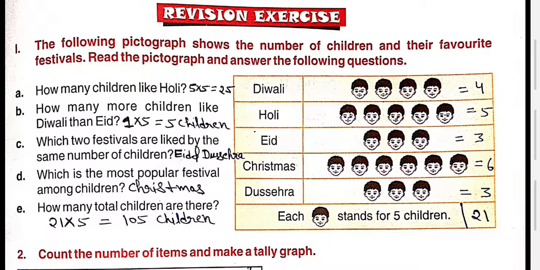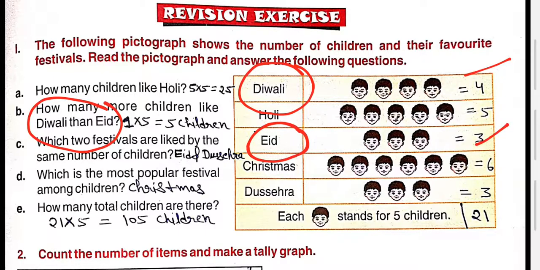Now come to the next one. How many more children like Diwali than Eid? They ask how many more children. More means you have to do a comparison between Diwali and Eid. Just look here, it is Diwali and it is Eid. Just do the comparison. It is equal to 4 and it is equal to 3.